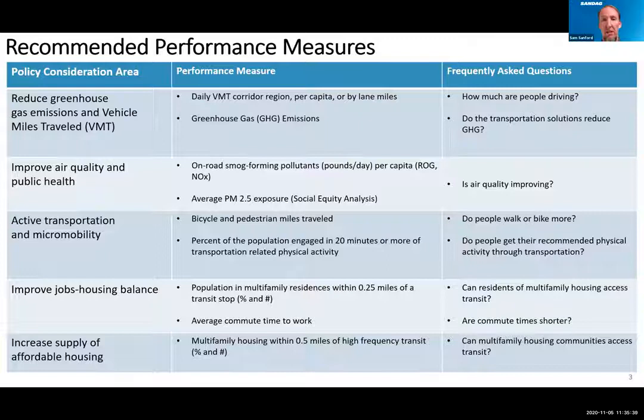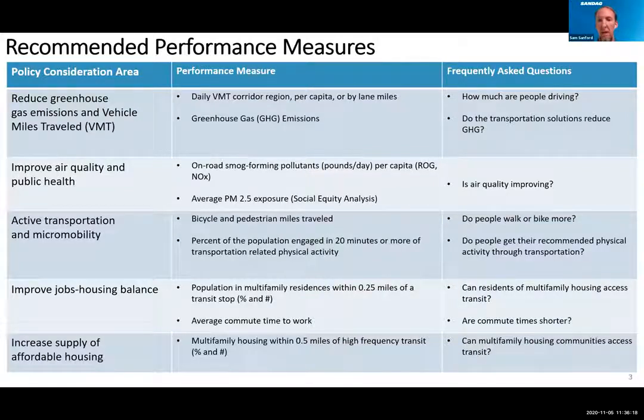Second policy consideration area on this slide is improve air quality and public health. So here we have on-road smog forming pollutants. This is looking at reactive organic gases and oxides of nitrogen, NOx. And then the second bullet there is the particulate matter 2.5, so that fine particulate matter exposure. This one we are using a tool called CTMFAC. So we're doing some testing on that tool to see that it can actually model and produce the data we need for these particular measures at a CMCP planning area.